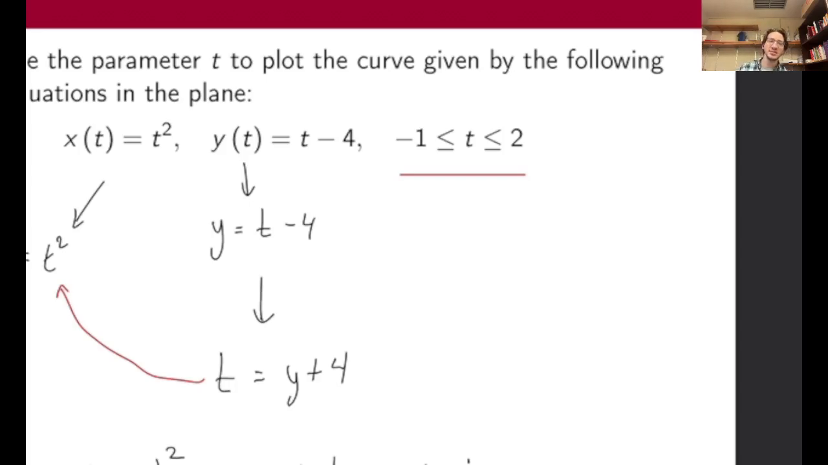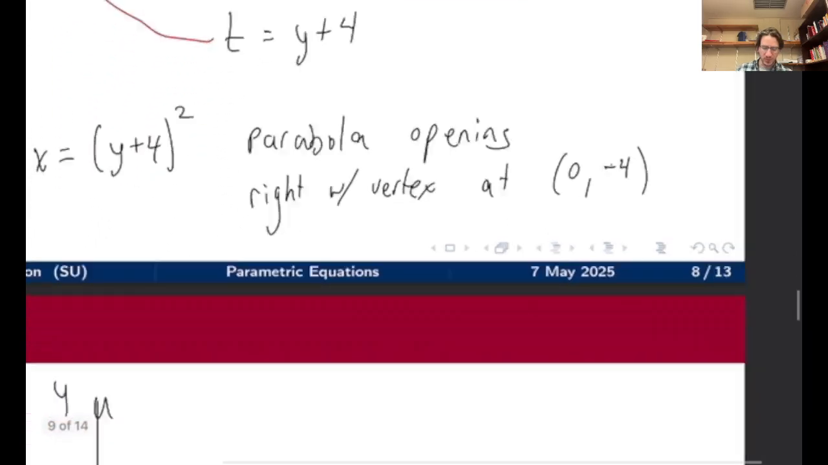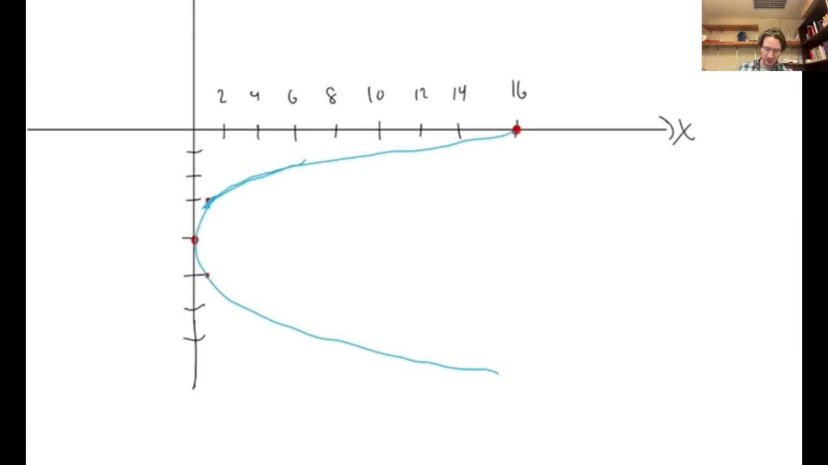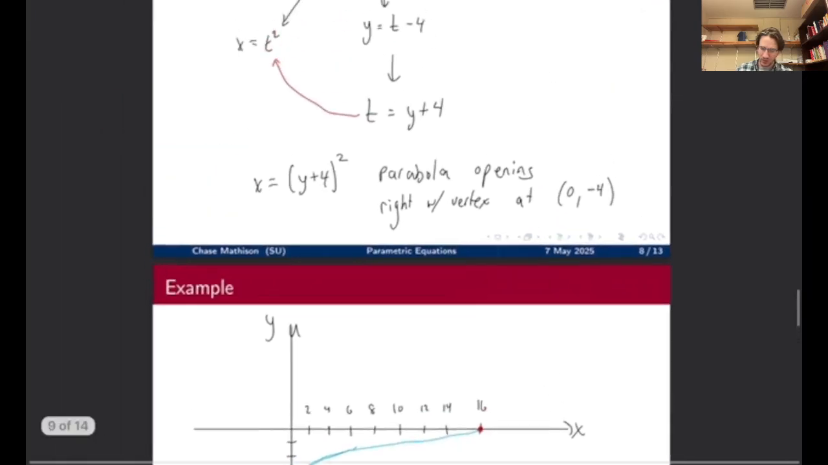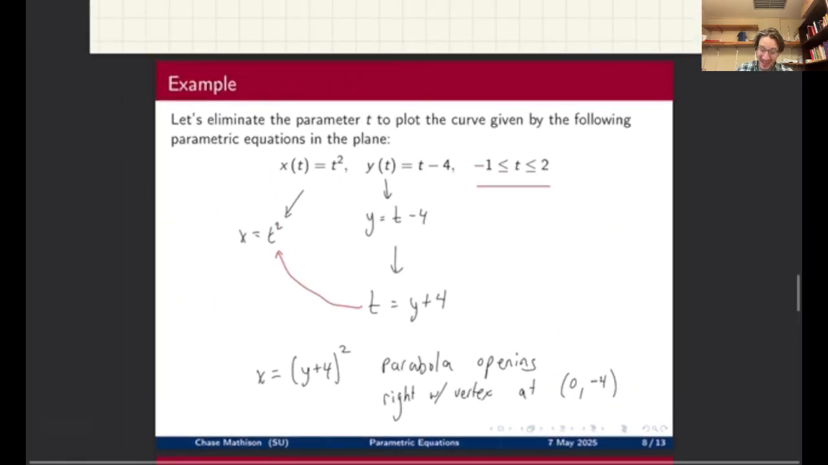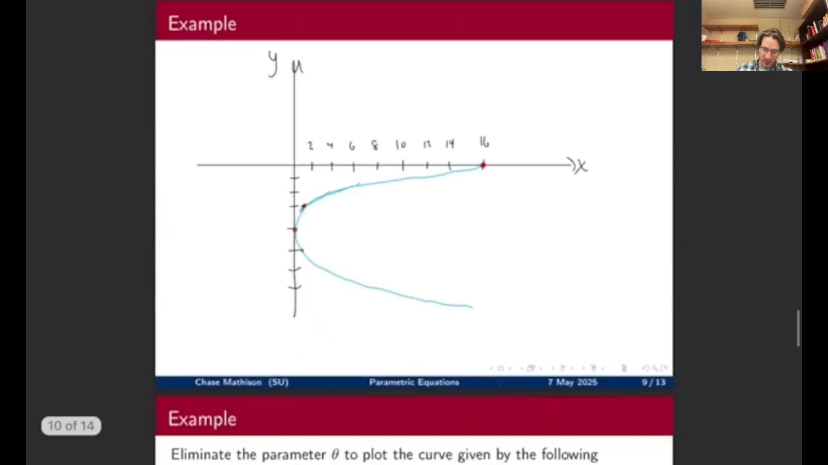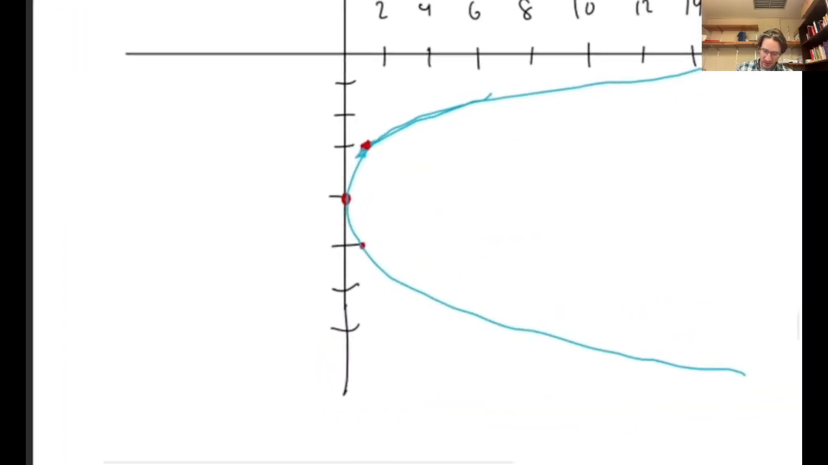So when t is -1, what do I get for x? I get x is 1, y is 2 minus 4, that's -2. Wait, what did I just say? I'm sorry, everyone. When t is -1, I'm putting in -1: x is 1, y is -5. There we go. So we're getting this point right here when t is -1.